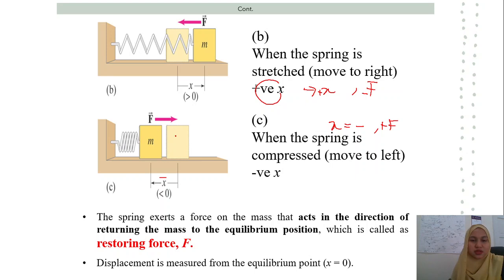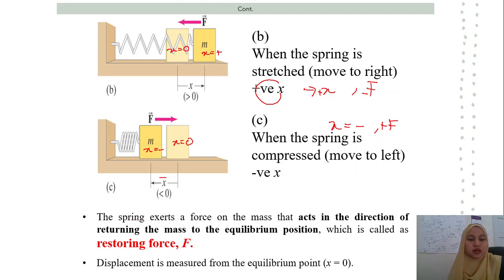So this one is X equal to 0, the original position of X. This one is the new position of the object. This one is also the same: this is the original position of X, and this one is a new position of X. This one, X is positive. This one, X is negative.